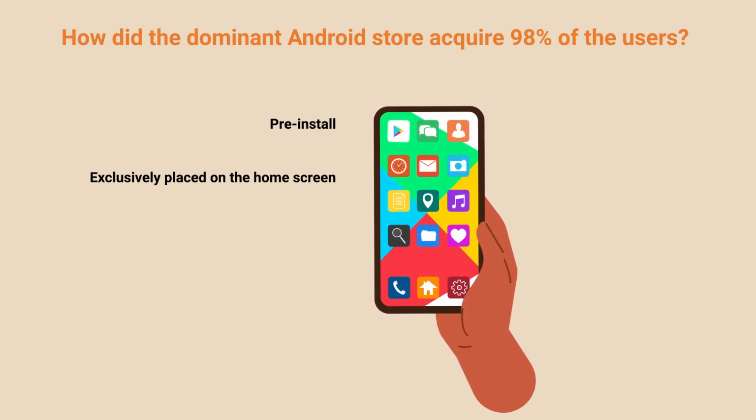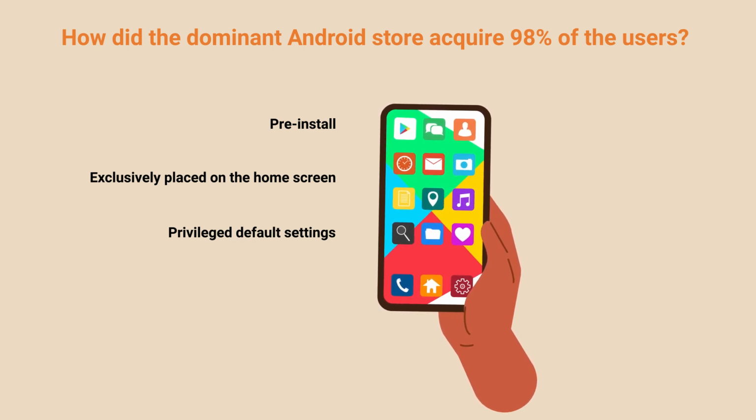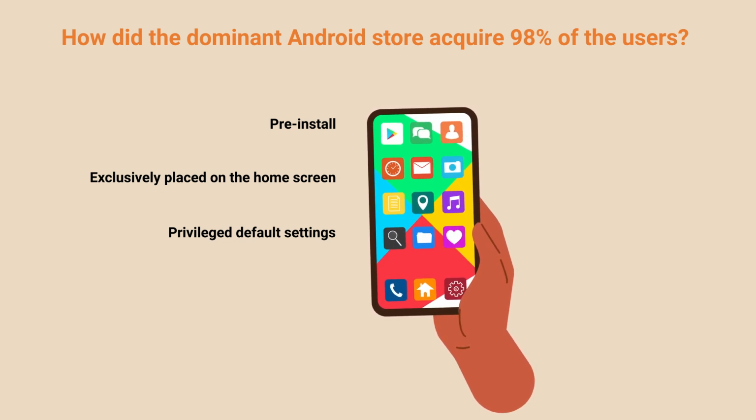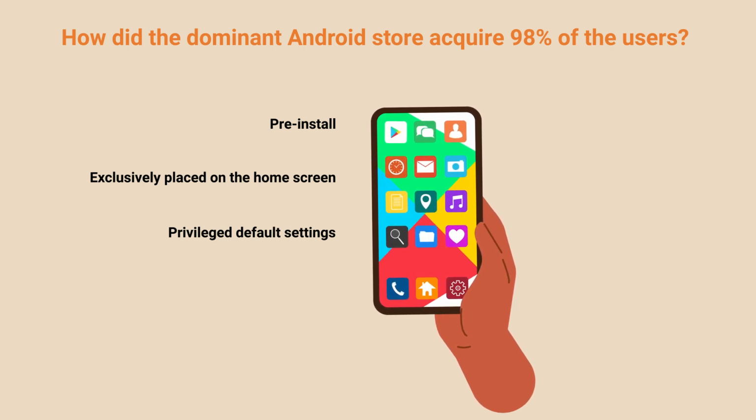On top of that, the gatekeeper store benefits from privileged default settings on the phone. For example, when a user tries to download an app from alternative store, the user needs to enable this option first from the phone settings, if they manage to find where that option is. Otherwise, this download from alternative stores would be technically blocked automatically.